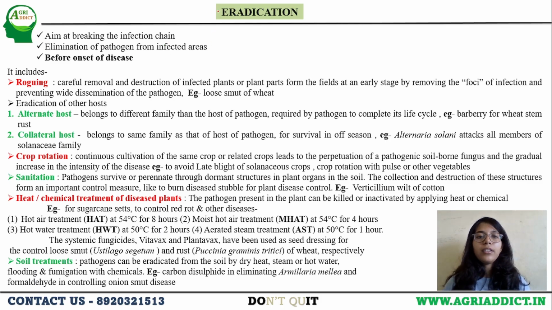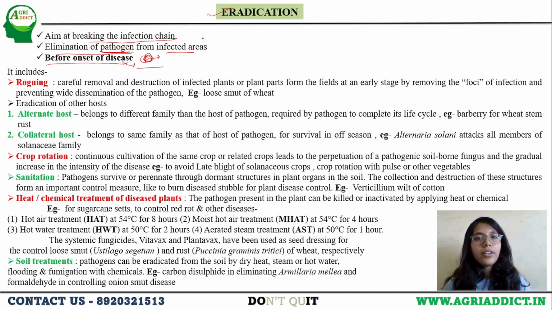The next principal method that we learn about is eradication. So what is eradication? It is the elimination of the pathogen from the infected areas. That is, the pathogen is already present in an area and it is an infected area, so we need to remove that pathogen from that area. And how is it done? It is aimed at breaking the infection chain of the pathogen. It is also adopted before the onset of the disease. That is, it aims at the prevention of the occurrence of the disease.